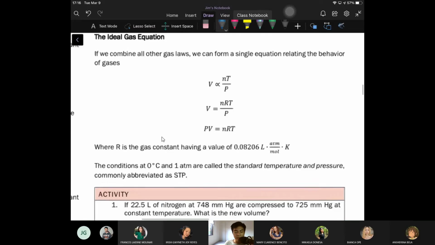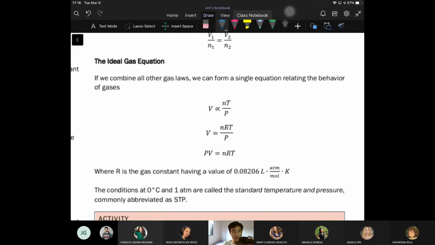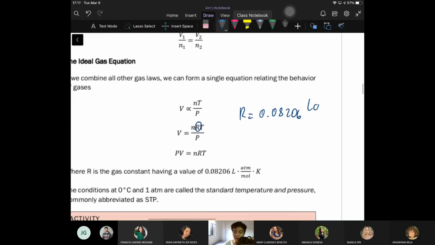And then, finally, pag pinagsama-sama natin lahat ng gas laws, we get the ideal gas equation. This time, yung proportionality constant, may number na siya. Yun na yung gas constant. R is equal to 0.08206 L atm per mole Kelvin. Mali yung units ko dyan, na-typo ako dyan. Okay. So, that's the gas constant. Yung sinasabi natin kanina na constant, ito na yon, may value na siya nung pinagsama-sama natin lahat ng equations.